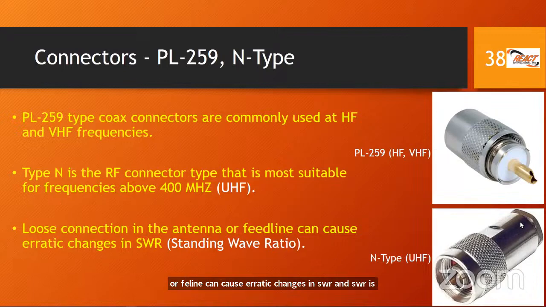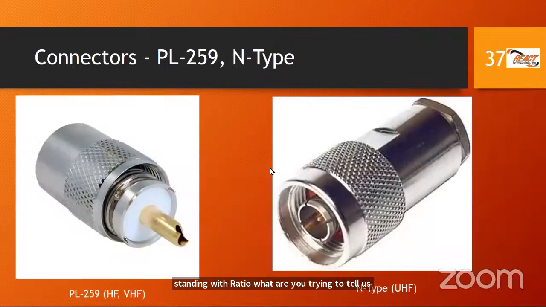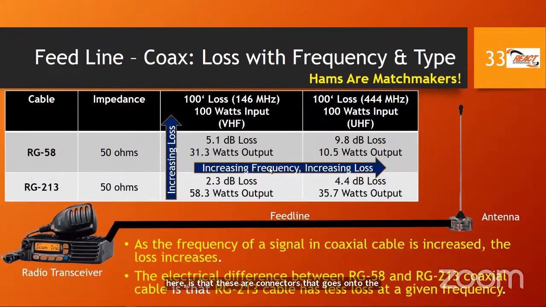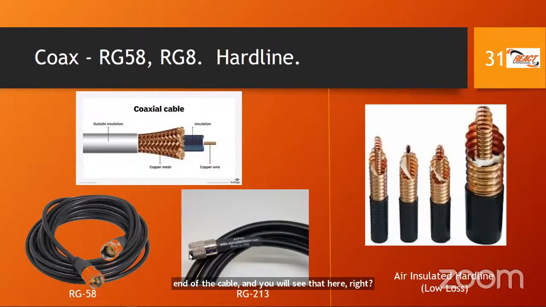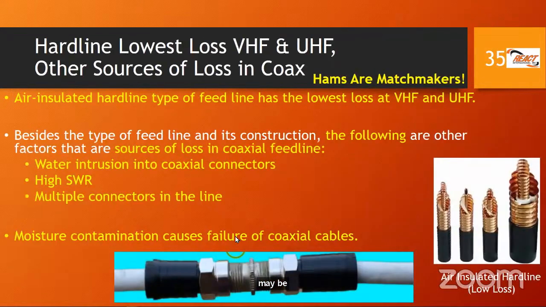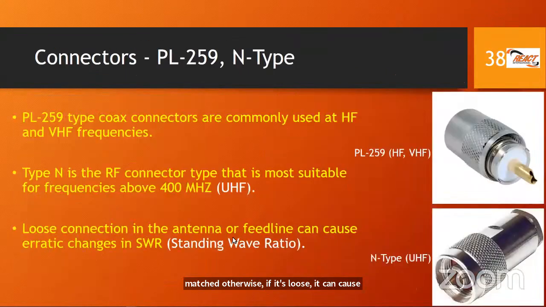What they're trying to tell us here is that these are connectors that go onto the end of the cable, and you will see that here. Right, this is your cable. So you see how the connectors here go onto the cable. This terminates the cable, and this now screws into your radio, which screws into the antenna and makes the connection. What they're saying is that this can become loose. And while it may be matched otherwise, if it's loose, it can cause a mismatch. Remember, we say hams are matchmakers, and that's what SWR is about.